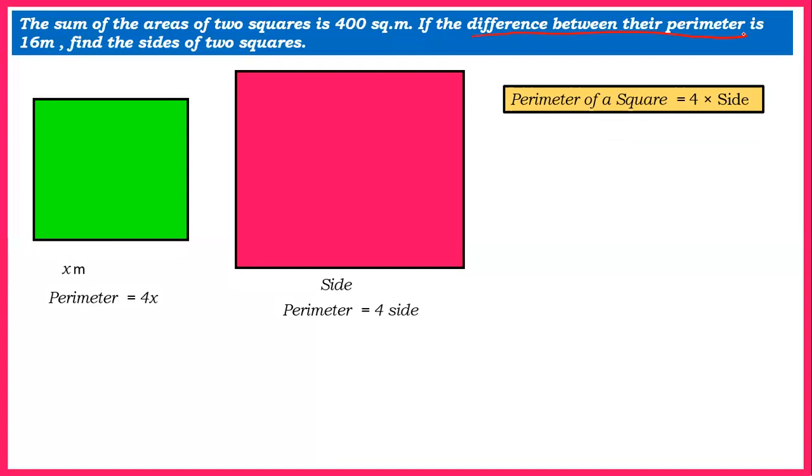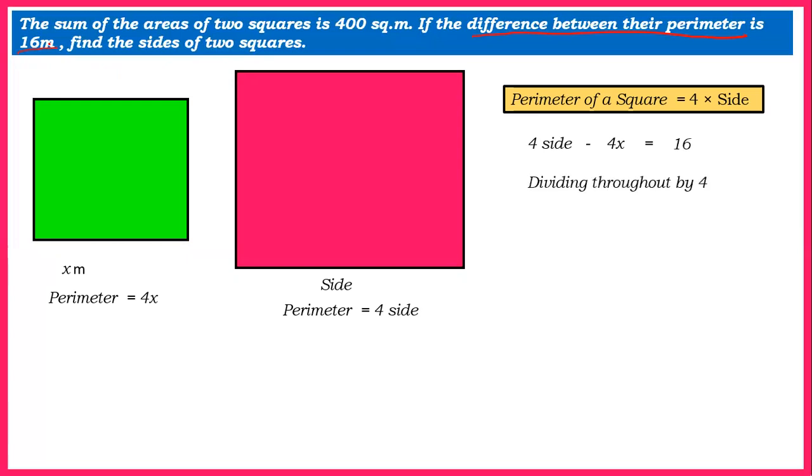Now, what is underlined in the question right now? What I have underlined is the difference between the perimeter is 16. Since the difference happens to be a positive number, whenever we are subtracting and the difference is a positive number, I need to make sure that the bigger value is placed first. So the perimeter of the bigger square minus perimeter of the smaller square will be 16. So 4 into side minus 4 into x would be 16.